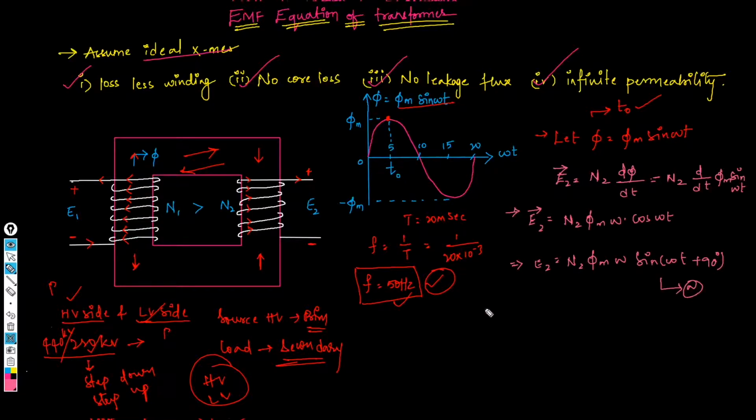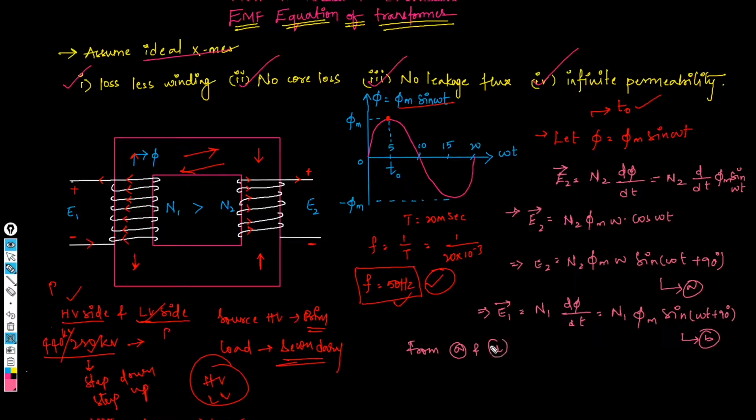Similarly, I can write for E1 also. E1 phasor is equals to N1 d phi upon dt. The change of flux is the same for both N1 and N2 terms, as you can see in this diagram. So again N1, this will result in N1 phi m omega sin of omega t plus 90 degrees. Let this be equation B.